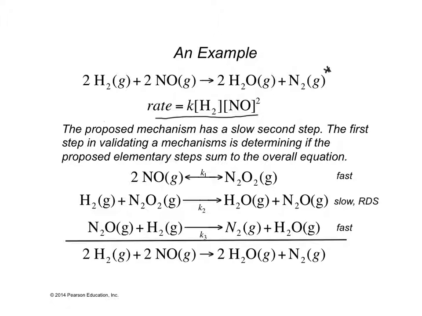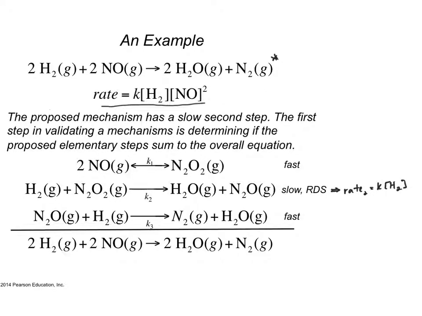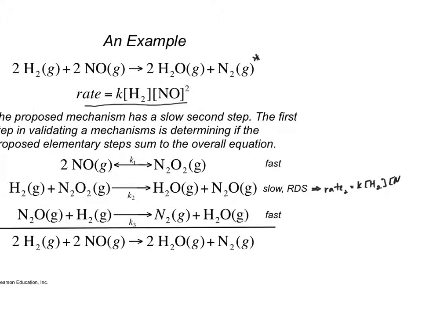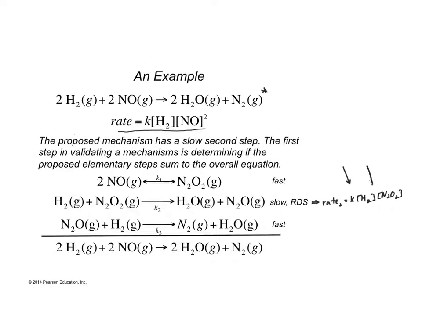It's 2, right? So you may say, well, what's the problem with that? Let's look at our slow rate determining step and propose a rate law for this step. If reaction number 2 is our rate determining step, then the rate law is going to be k times the concentration of H2, first order because there's a 1 in front of the H2, times the concentration of N2O2, again first order because there's a 1 in front of it. So looking at this proposed rate law compared to our overall chemical reaction, what's the problem with being able to validate this?